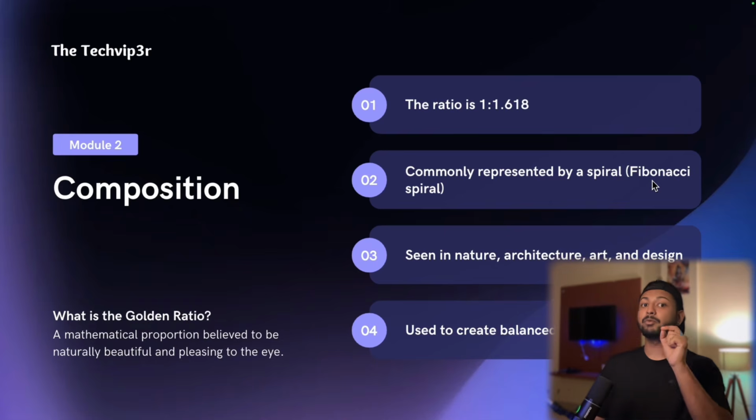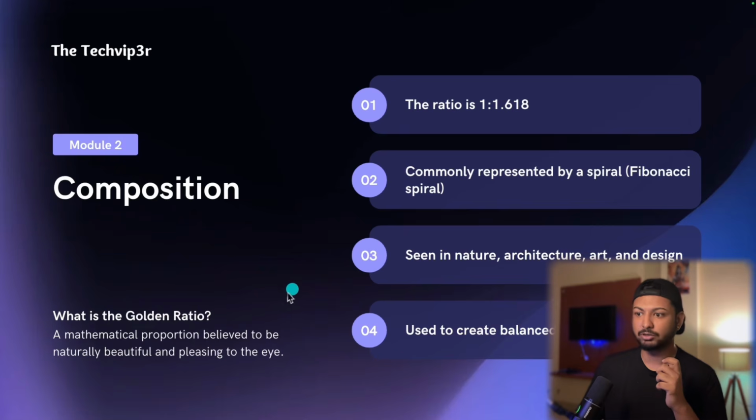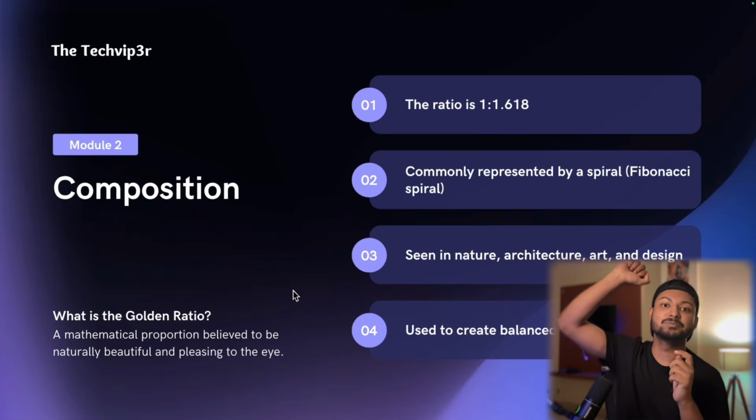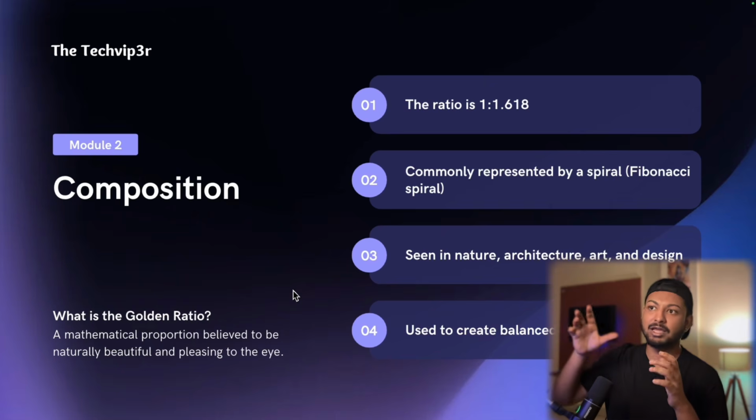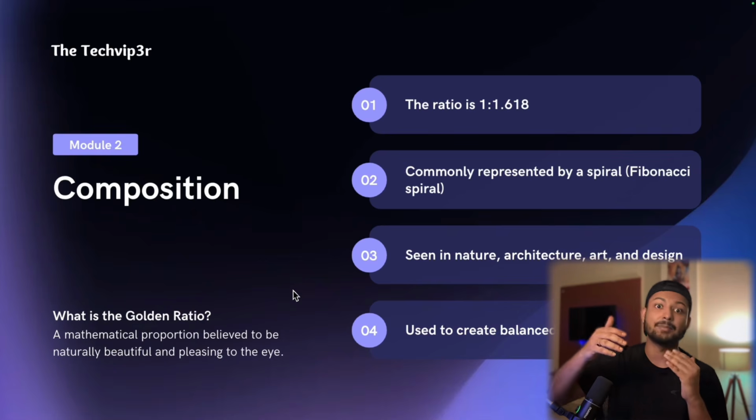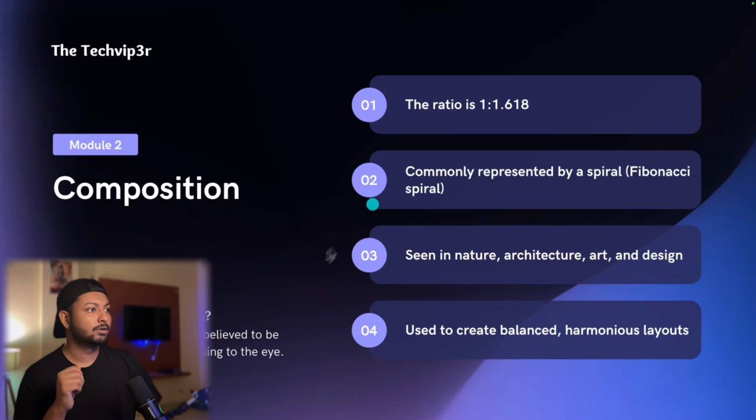Now comes one of the main important topics, composition. And in composition, I'm talking about the golden ratio. What is the golden ratio? The golden ratio is a mathematical proportion believed to be naturally beautiful and pleasing to the eyes. A spiral shape which we calculate and incorporate in design to make it look very pleasing and appealing. The ratio is 1:1.618.